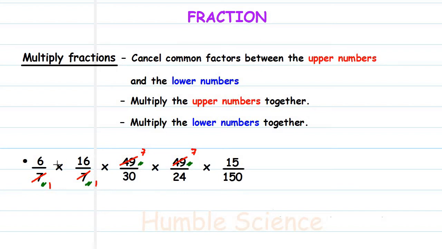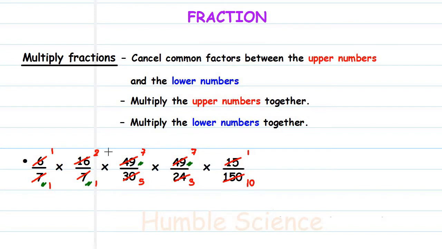And for the upper number 6 and the lower number 30, they share a common factor, which is 6. 6 divided by 6 will be 1. And 30 divided by 6 will be 5. And for 16, the upper number here, and 24, the lower number here, they share a common factor, which is 8. 16 divided by 8 will be 2. 24 divided by 8 will be 3. And for the upper number 15 and the lower number 150, they share a common factor, which is 15. 15 divided by 15 will be 1. 150 divided by 15 will be 10.